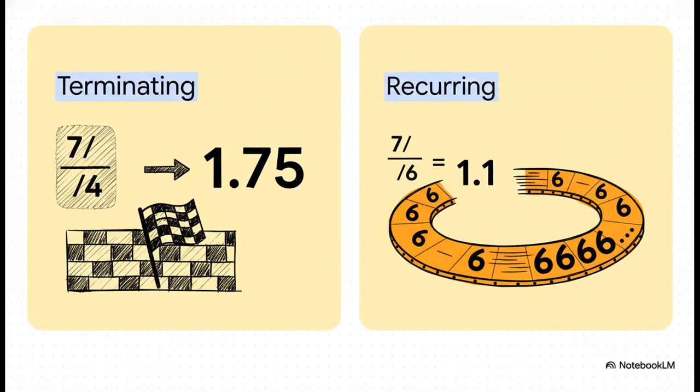Rational decimals really only come in 2 flavors. First, you've got the ones that terminate. They just end. Think of 7 divided by 4. You get 1.75. That's it. Story's over. The other type is non-terminating, but, and this is the key, recurring. It repeats. Check out 7 divided by 6.